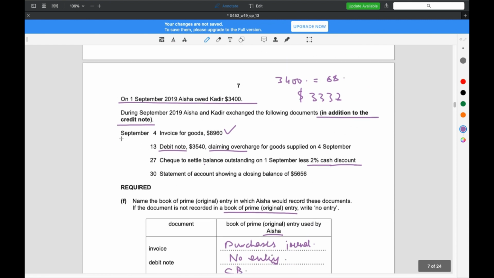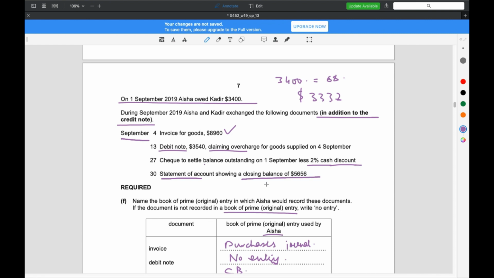Right? Okay. And then you can work out the balance carried down by yourself, but if you look at the fourth transaction over here on September 30th, he's given you statement of account showing a closing balance of 5656. Now a statement of account is actually just the summary of all the transactions, all the money paid, received, exchanged, the goods, all the receipts or invoices throughout the month or the year are contained in the statement of account, and the statement of account is given by the supplier. And if the statement of account shows a closing balance of 5656, because it's from the supplier, it means that Aisha actually owes Kadir 5656 at the end of the year, right? So that is the logic to this.